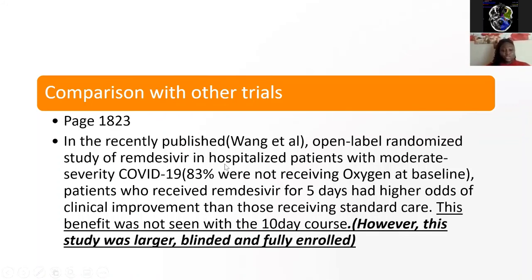What that paper discovered was that 83% of patients were not receiving oxygen at baseline. The patients who received Remdesivir for 5 days had higher odds of clinical improvement than those receiving standard care. This benefit was not seen with the 10-day course. The major difference is, number one, that the methodology of the study is different. And in this Wong et al. paper, the majority of patients were not requiring oxygen at baseline, which is in contrast with this particular paper, in which severe disease is defined as requiring supplemental oxygen.